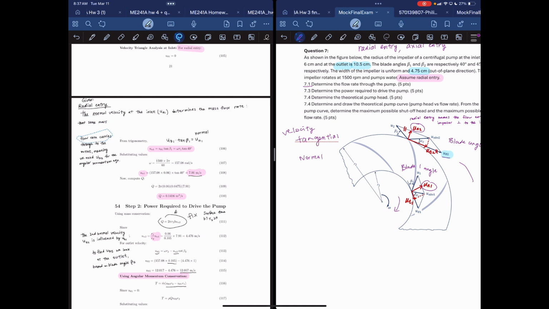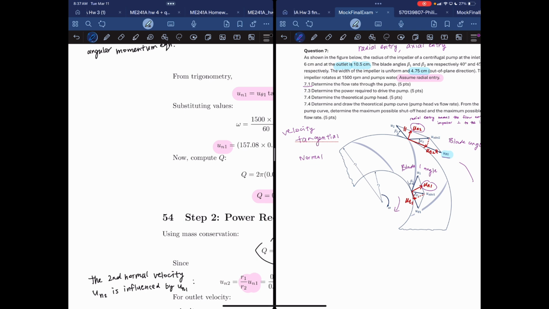Let me just fix this real quick. I'll go faster. Okay, so Q is set by the radial entry condition, calculated.